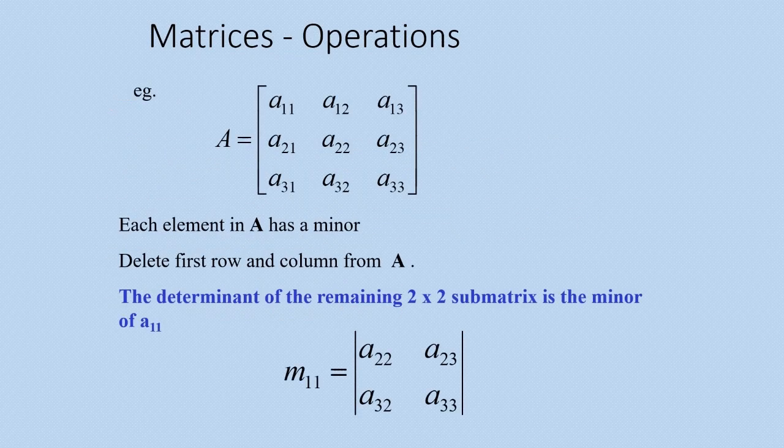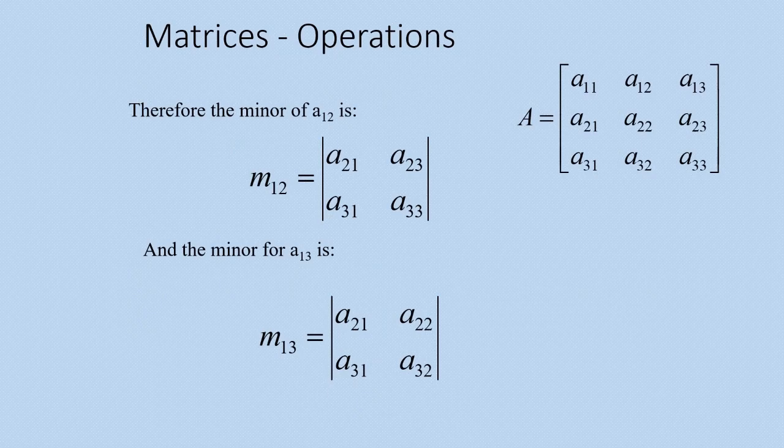Example, यहाँ ये 3 by 3 matrix है। मैट्रिक्स A के हर एक एलिमेंट्स का एक माइनर होता है। यहाँ फर्स्ट रो और फर्स्ट कॉलम को डिलीट करने से remaining 2 by 2 submatrix is minor of A11 element. That is M11 is this submatrix. Similarly, minor of A12 is M12, which is this, that is first row and second column is deleted and we get this determinant. Similarly, minor of A13 is M13, which is this, that is first row and third column is deleted and we get this determinant.